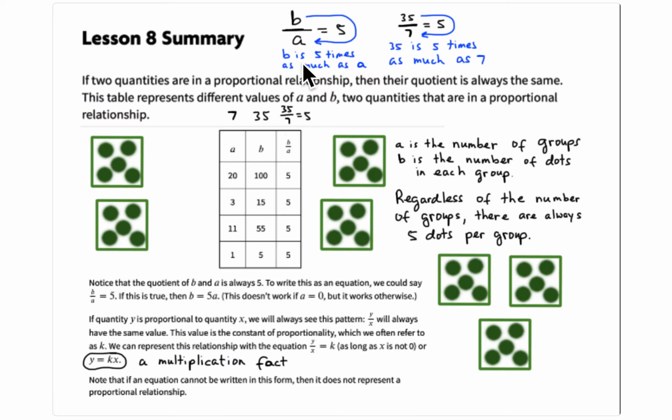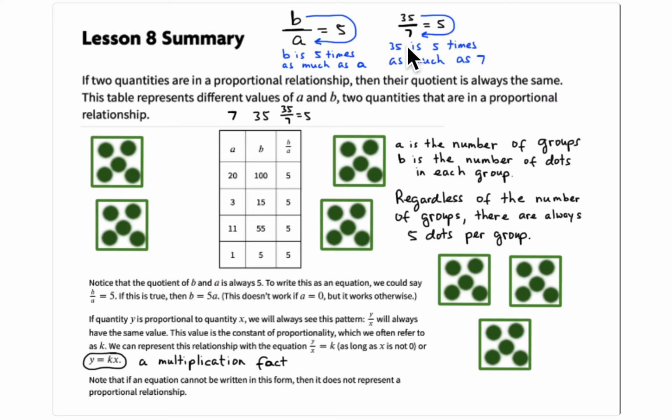And what that tells you is that B is 5 times as much as A. So B is the 35. That is 5 times as much as A, 7. So you're asking the question, how many A's can I get out of the total amount of B that I have? In this case, you can get 5 of them. So how many 7s can I get out of 35? You can get 5. That tells you it's 5 dots per group.